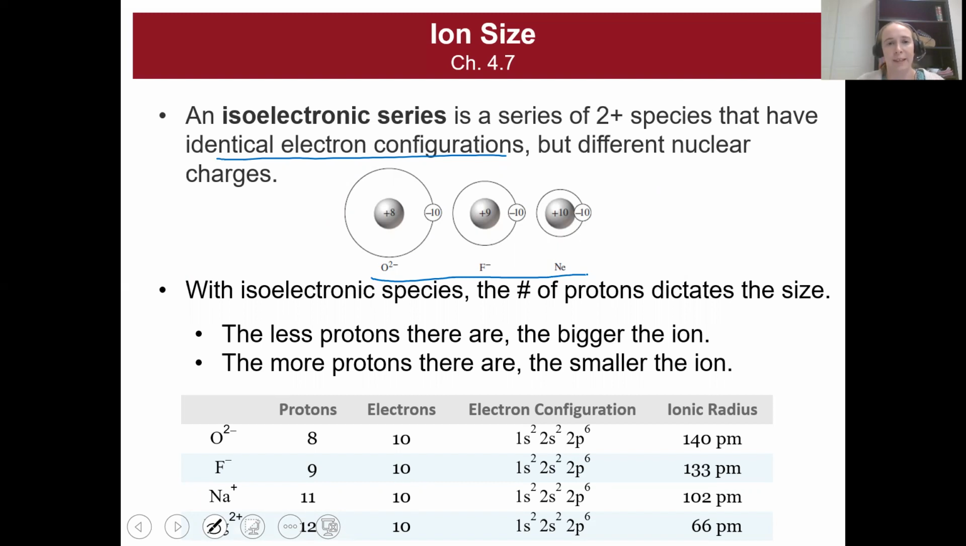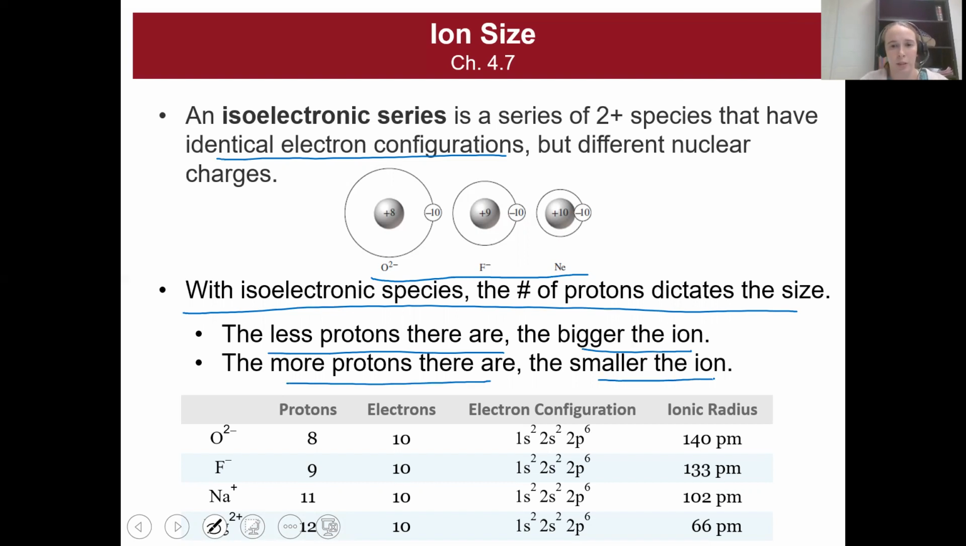So you can see as we go across this isoelectronic series, we're getting smaller. So the more protons we have when we're talking about the same number of electrons, the smaller the ionic or atomic radius. So here's what you need to remember. With isoelectronic species, the number of protons dictates the size. The less protons there are, the bigger the ion. The more protons there are, the smaller the ion.